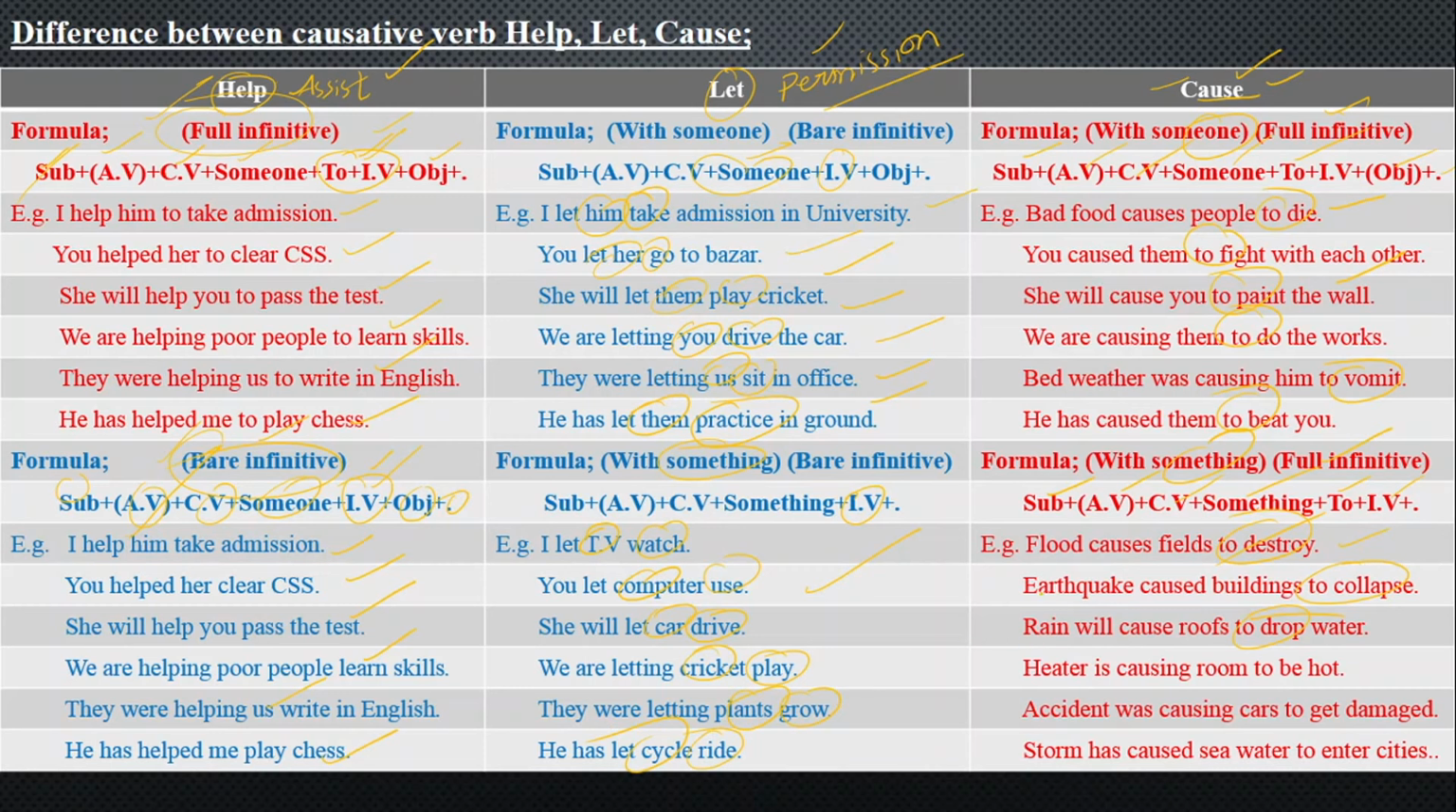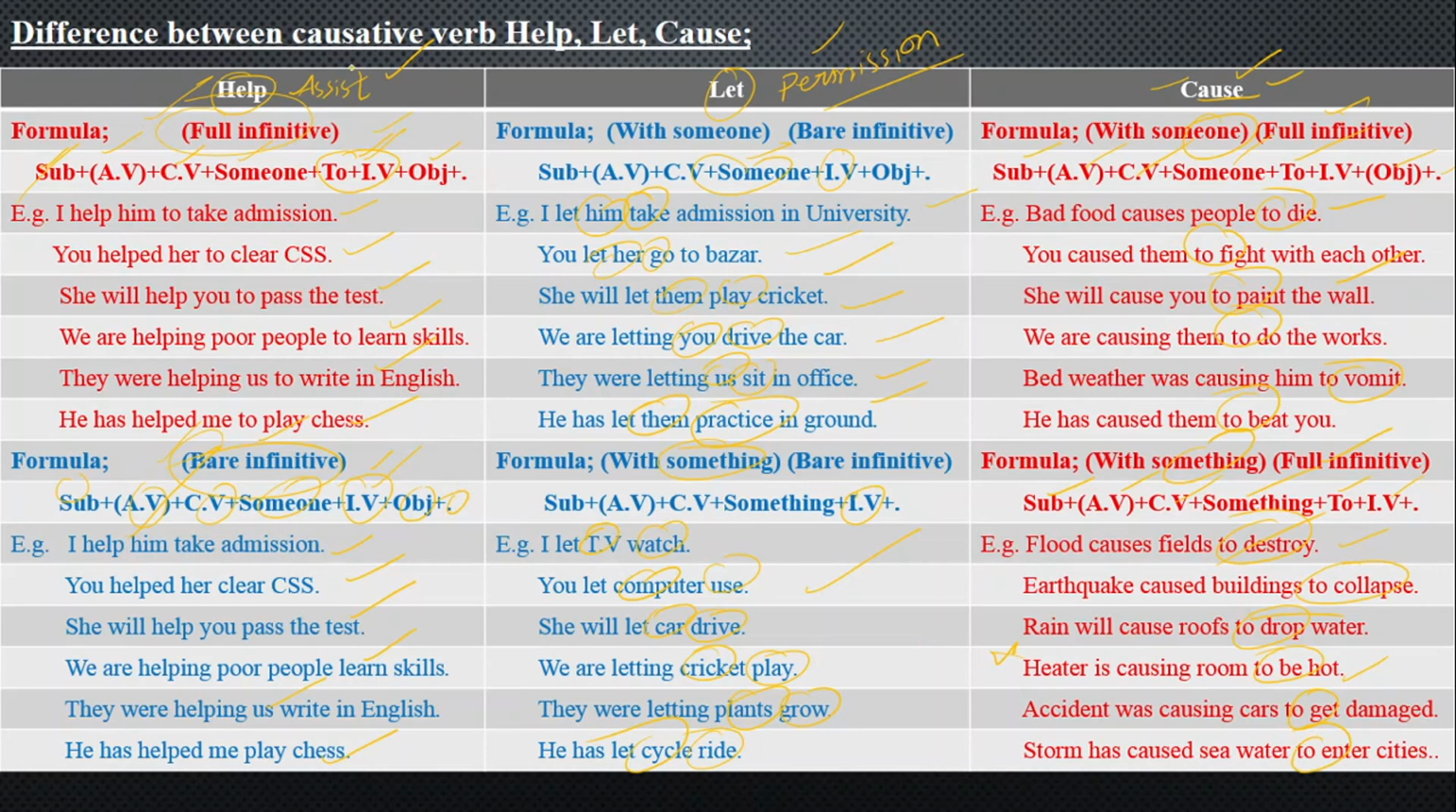Heater is causing room to be hot. Again to plus first form of the verb, to be. And accident was causing cars to get damaged. To get is your full infinitive. And storm has caused sea water to enter the cities. Now to enter is your full infinitive.